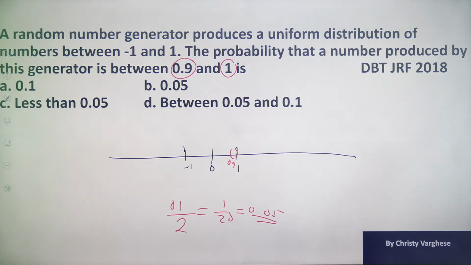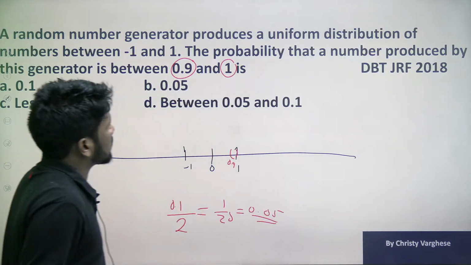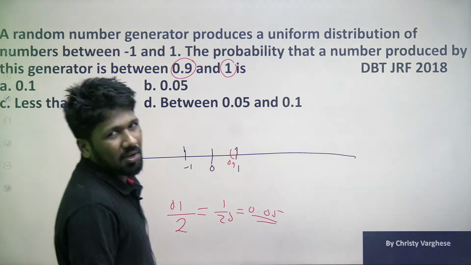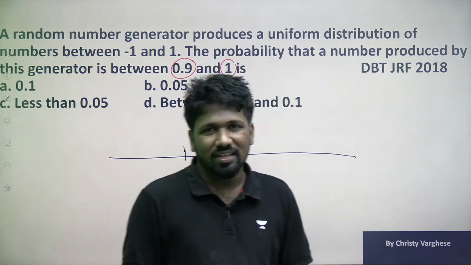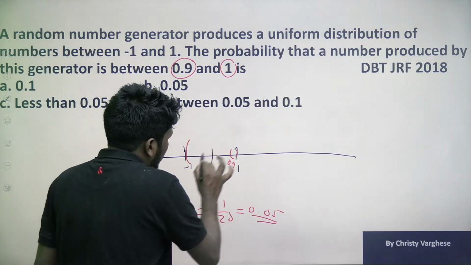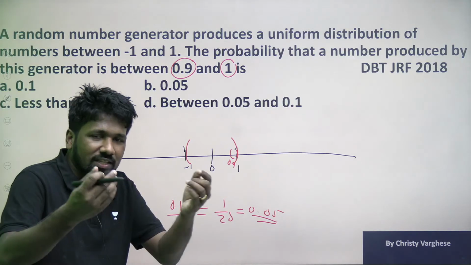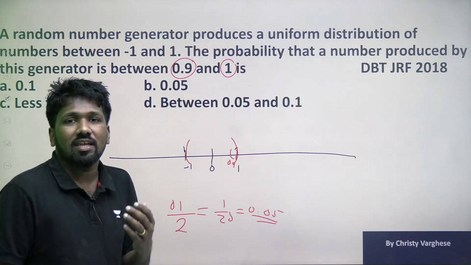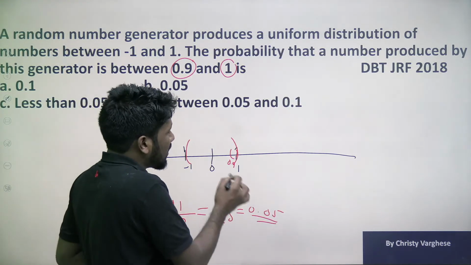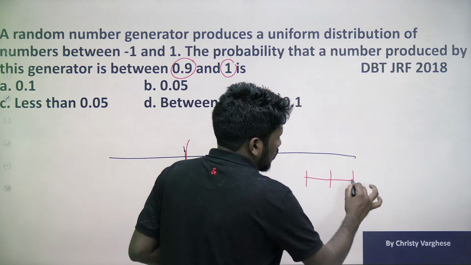So yeah, in this question, a random number generator produces a uniform distribution of numbers between -1 and 1. How many numbers are there? Infinite numbers are there. But when you consider it as an interval, -1 to 1, you can say 2 units. That is where I told you, you can think about centimeters. Negative centimeter does not make sense, but still, on your centimeter scale, there will be 1, then 2, then 3.